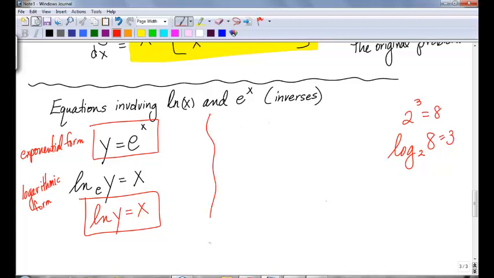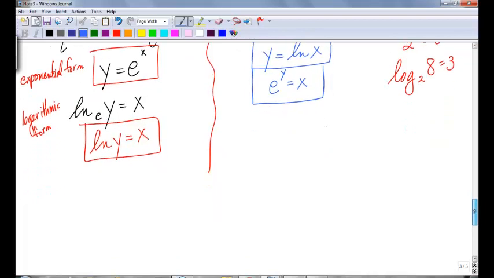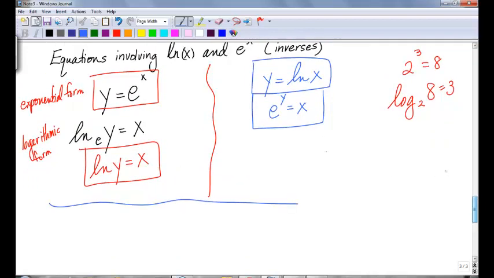If I had another equation over here, let's say y equals the natural log of x. What's the base in that? What's it understood to be if it's natural log? E. E to what power? Remember, a logarithm is just an exponent. E to the y power equals x. So this is logarithmic form. This is exponential form. You should be able to go back and forth. Now that's just going back and forth between the two forms.